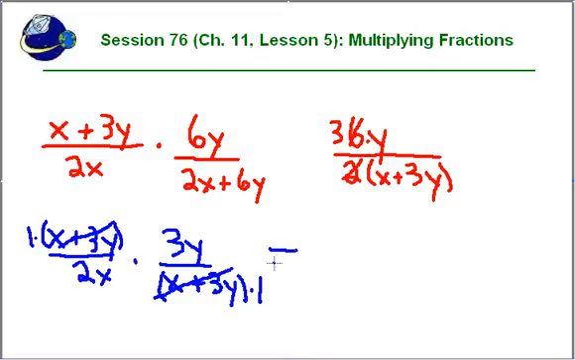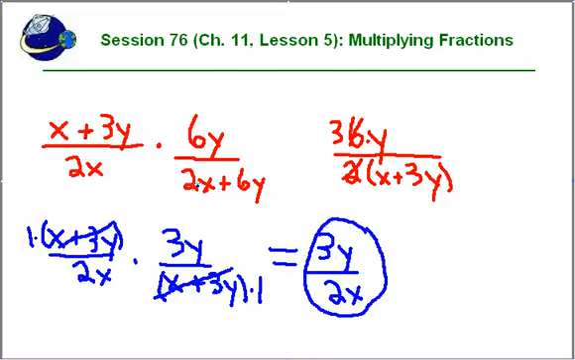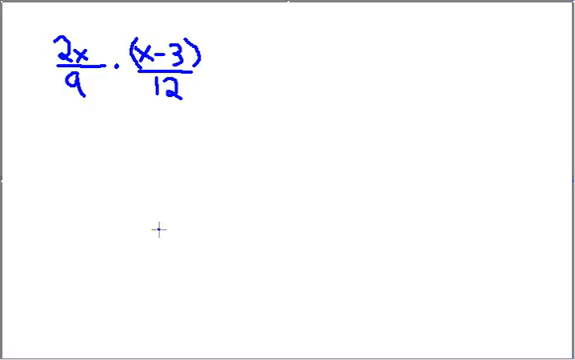Now we can perform the multiplications. 1 times a 3y is going to be a 3y, so that's what our numerator is. And then on the bottom, 2x times 1 will simply be 2x. And there's nothing further that we can do to reduce this. So our original question of x plus 3y over 2x times 6y over 2x plus 6y gives us an answer of 3y over 2x. We'll go ahead now and do one more, which will actually be a little bit simpler, and then that'll wrap up this session.